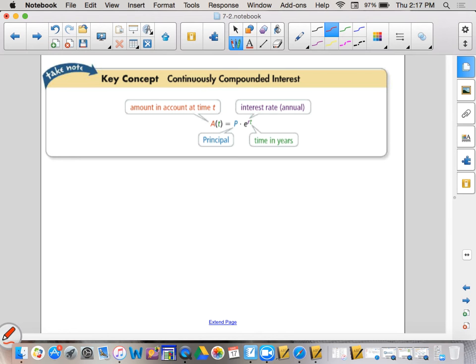Last class period, we did some interest. The equation was A of t equals little a times 1 plus r raised to the t, right? So now we're looking at one that looks like this: A of t equals P times e raised to the rt.